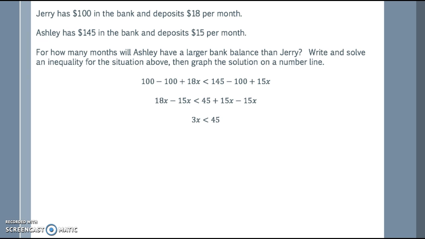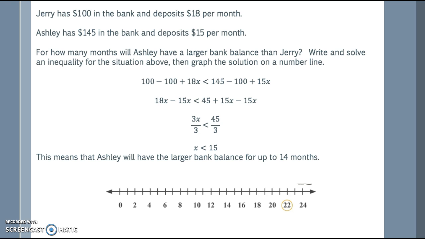This then gives us 3x less than 45. We'll divide each side by 3 so that x is less than 15. So the number of months has to be less than 15 to represent the number of months which Ashley will have a larger bank account.